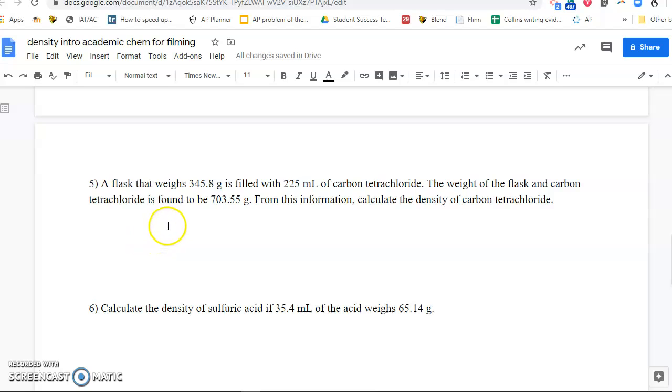Okay, question 5 has some extra numbers. We have a flask that weighs 345.8 grams, and it's filled with 225 milliliters of carbon tetrachloride. The weight of the flask with the carbon tetrachloride is found to be 703.55 grams. So I have two masses here. So you might remember from doing some of your labs that you need to subtract. So I can do my subtraction just this way.